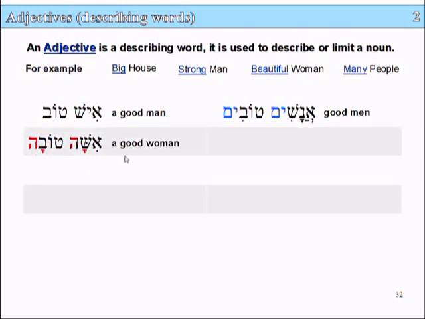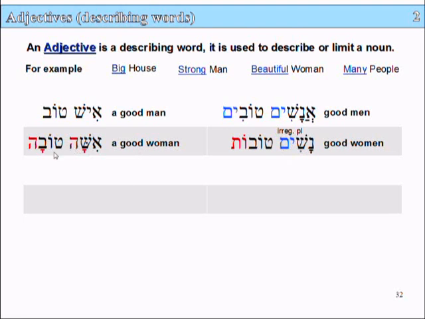Literally a woman good, but we say in English a good woman. And the plural is nashim tovot. There are some words that are singular feminine nouns, but they have a masculine ending at the end. So this is a good woman. This is a regular plural, so it's got a masculine ending here. But we could use a different example.